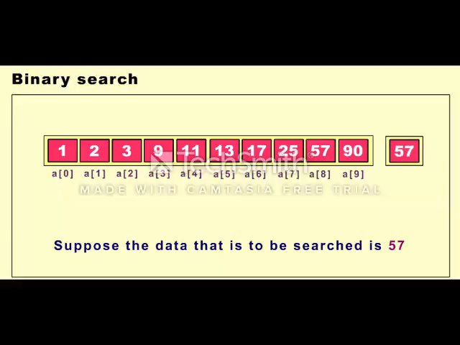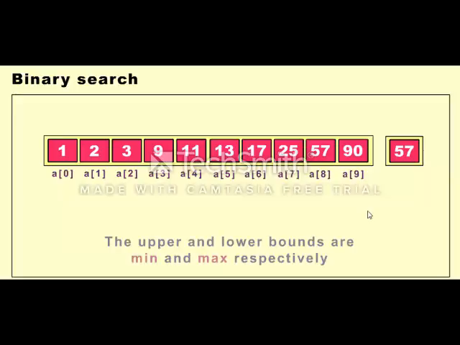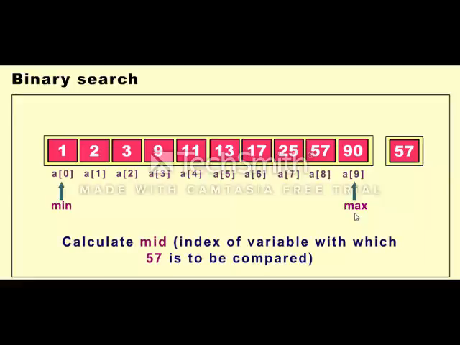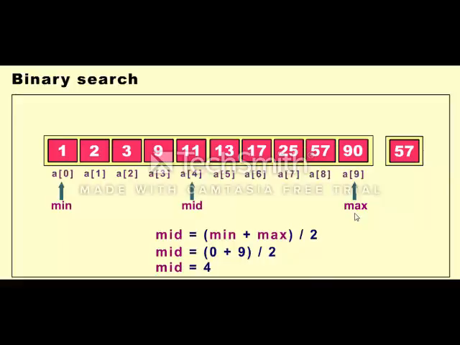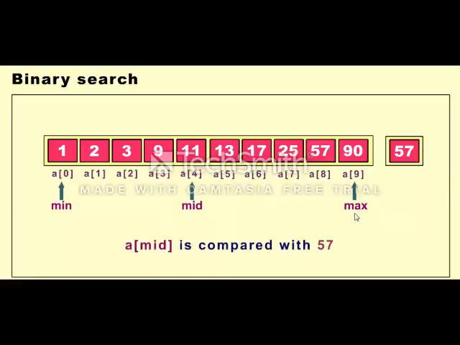Suppose that the item to be searched is 57. The upper and the lower bound is called max and min respectively. So first we will need to find the middle. To calculate the mid, the index of the variable with which 57 is to be compared, the formula is mid equals min plus max divided by 2, that is 0 plus 9 divided by 2, that is 4. Now we will compare a of mid with 57.